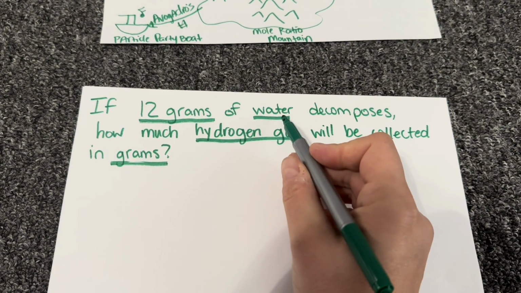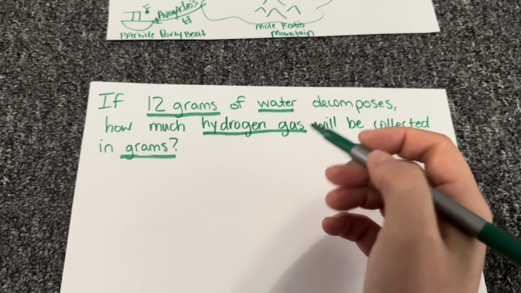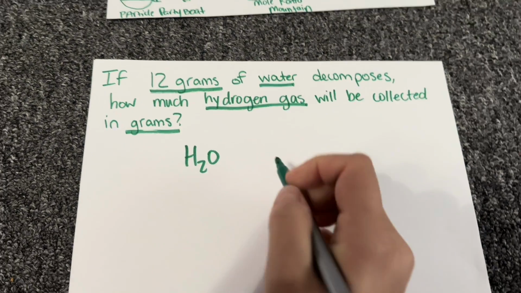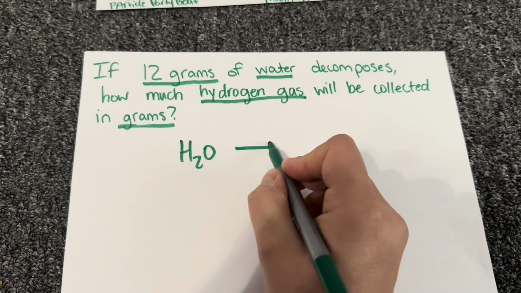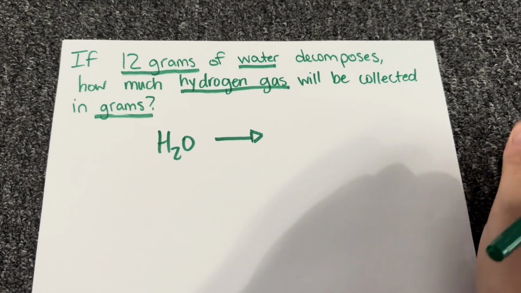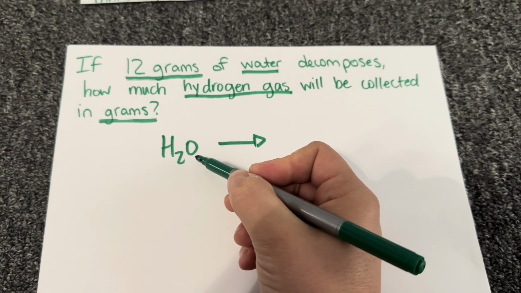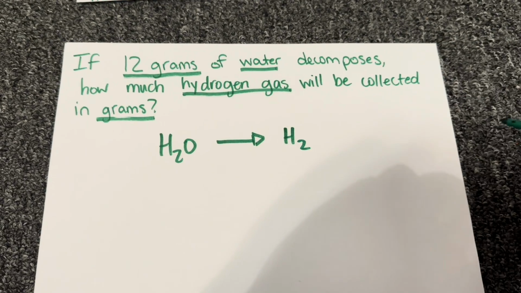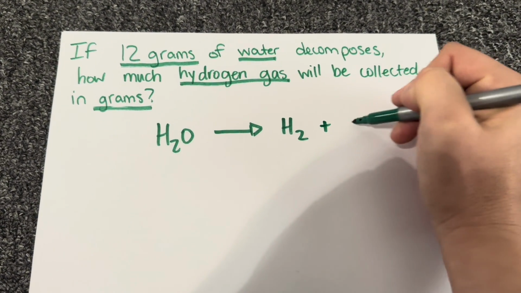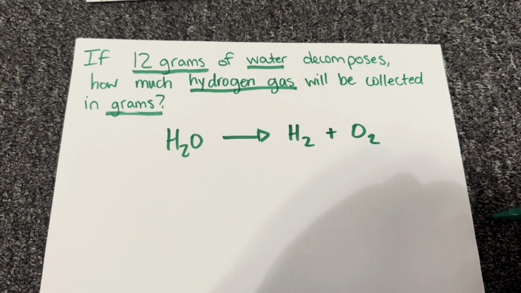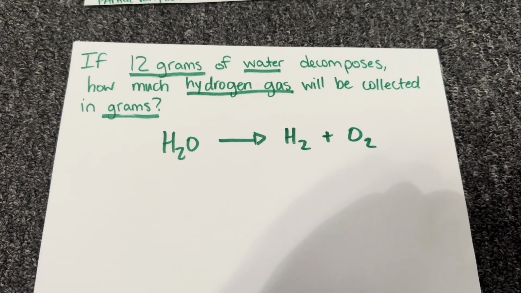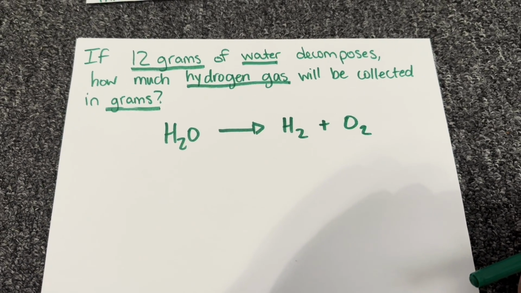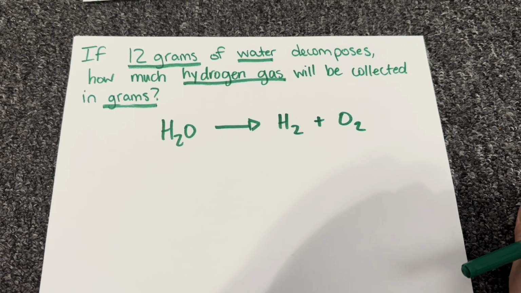So we know that we start out with water, and we see this word here, decomposes. So water is H2O. And when something decomposes, we have one thing that breaks apart into its pieces. So hydrogen and oxygen. So that would be H2, because we know hydrogen is a diatomic. And we also know that oxygen is a diatomic. So it's going to be H2 and O2. This is not a completely accurate representation of this reaction because it's not balanced right now. So we need to go through and balance it.